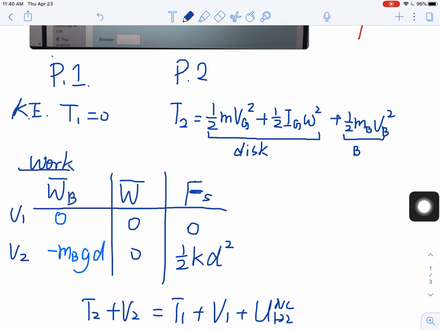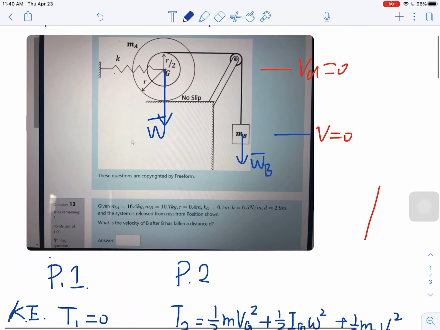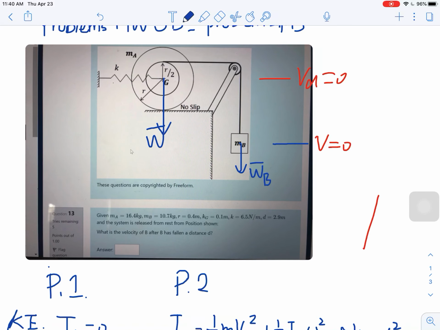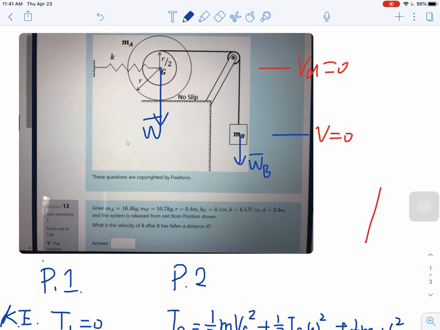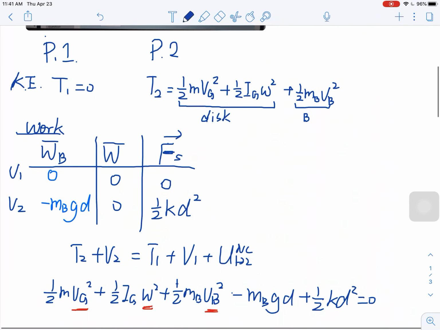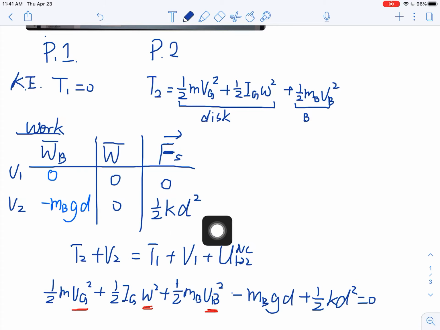Now let's look at the spring force F_s. At position 1, the spring is unstretched, so there's no potential energy. At position 2, the spring is stretched by a distance d, so d is the change of length of the spring. Therefore, the potential energy at position 2 equals 1/2 k d squared. Now you have all the components, T1, T2, V1, V2. Plug them into the work energy equation.